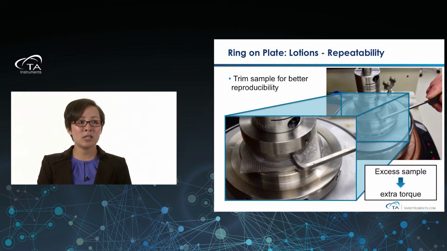All I did here is put some lotion on the skin substitute on the bottom plate. The ring itself had some skin substitute applied to the surface, and then they were brought in contact with one another. I took a trimming tool and scraped off all of that excess lotion around the edge. You may want to go on the inside a little bit too, but again, getting rid of that excess sample helps reduce the amount of excess torque during the test.